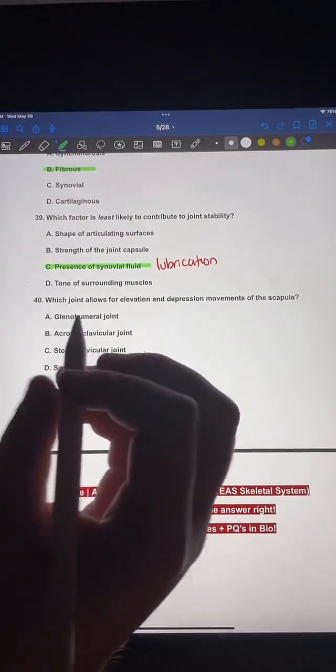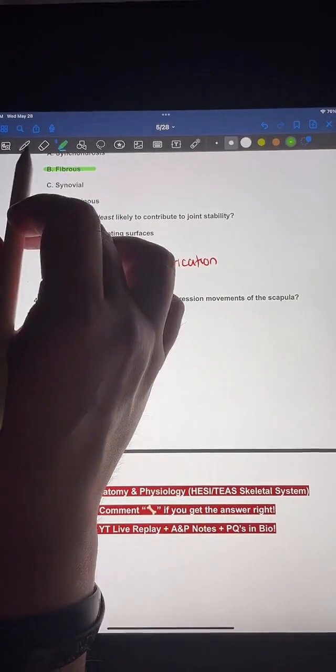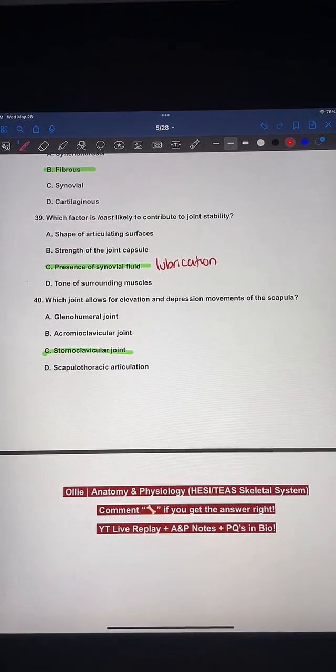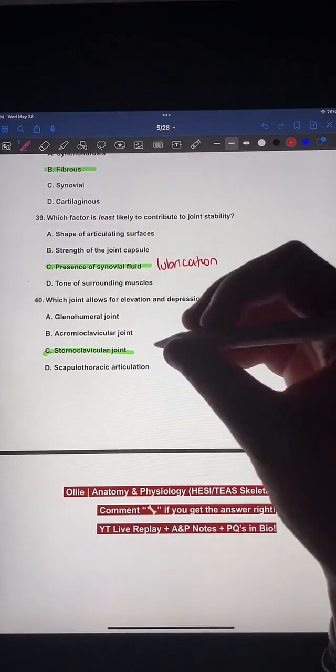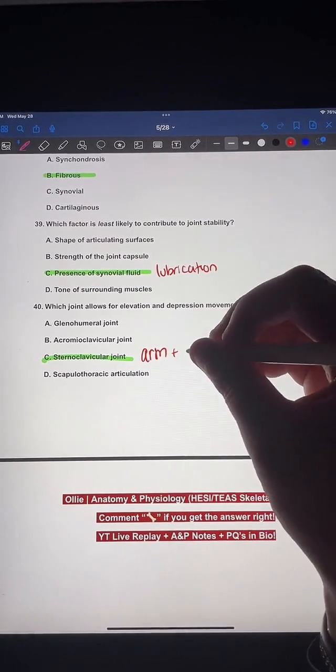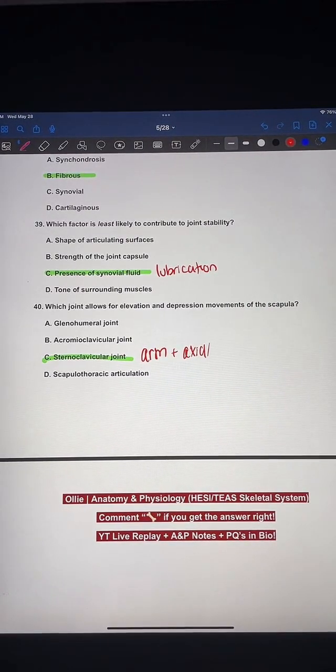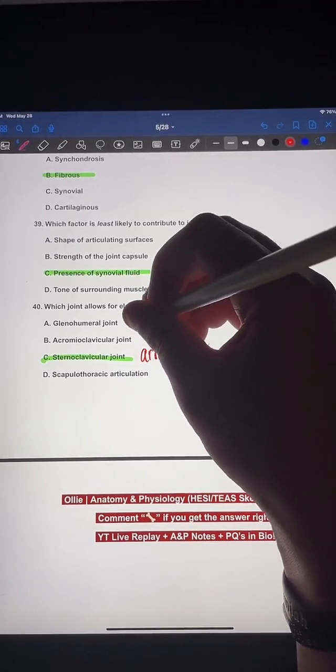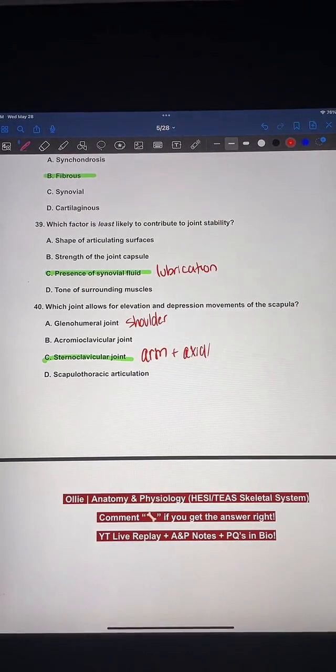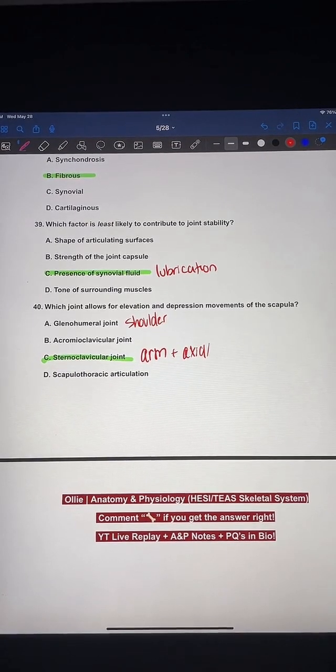The answer is C. It is the sternoclavicular joint. This is the only bony connection between the arm and the axial skeleton, allowing for scapular movements. The glenohumeral, this is for shoulder. The acromioclavicular joint, so this is going to be for like gliding. It's a joint, yes, but again, not primary. And then the scapulothoracic articulation is not a true joint.